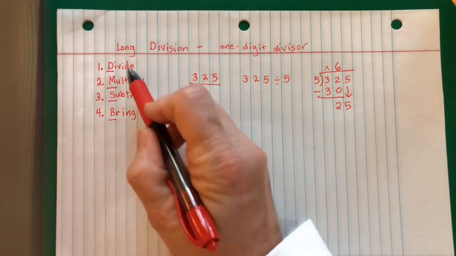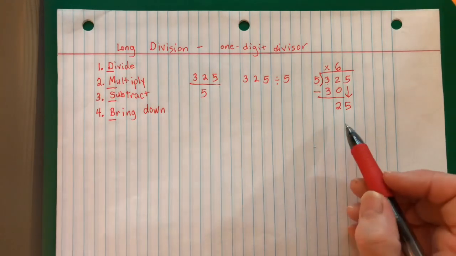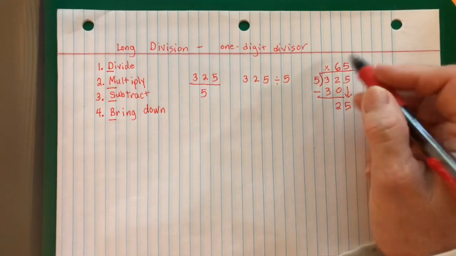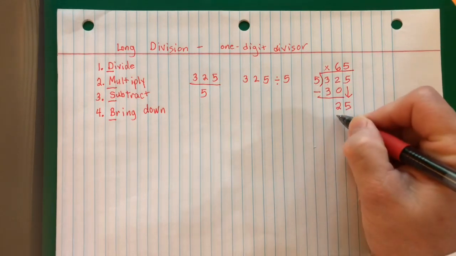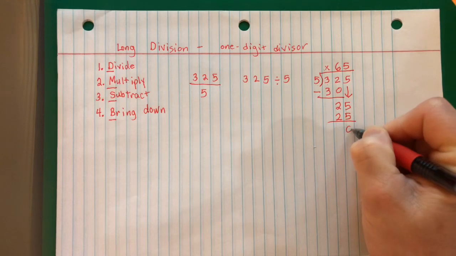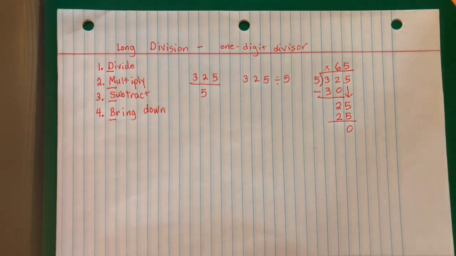Now I'm going to go back and do this all over again. So I divide. 5 goes into 25 5 times. I multiply. 5 times 5. That's 25. I subtract, and I get 0. So I'm finished. My answer was 65.